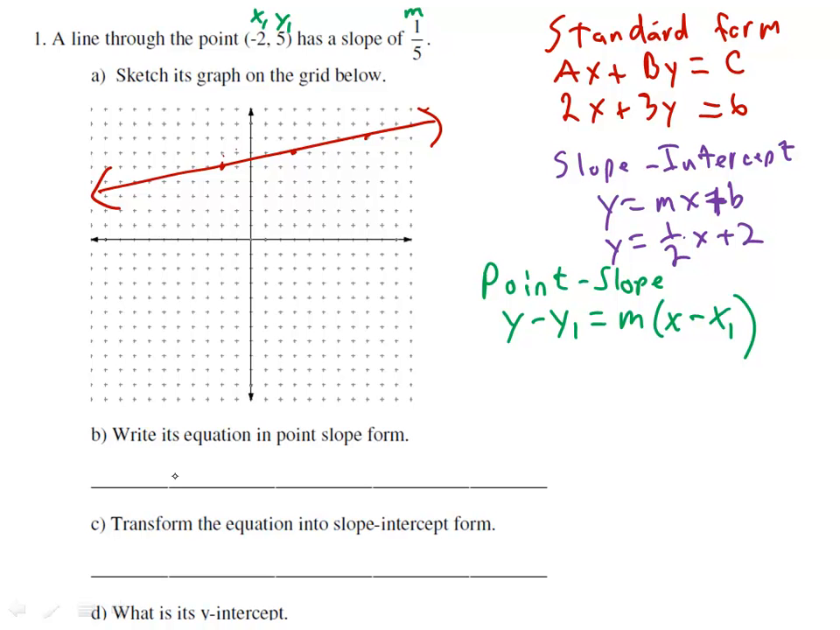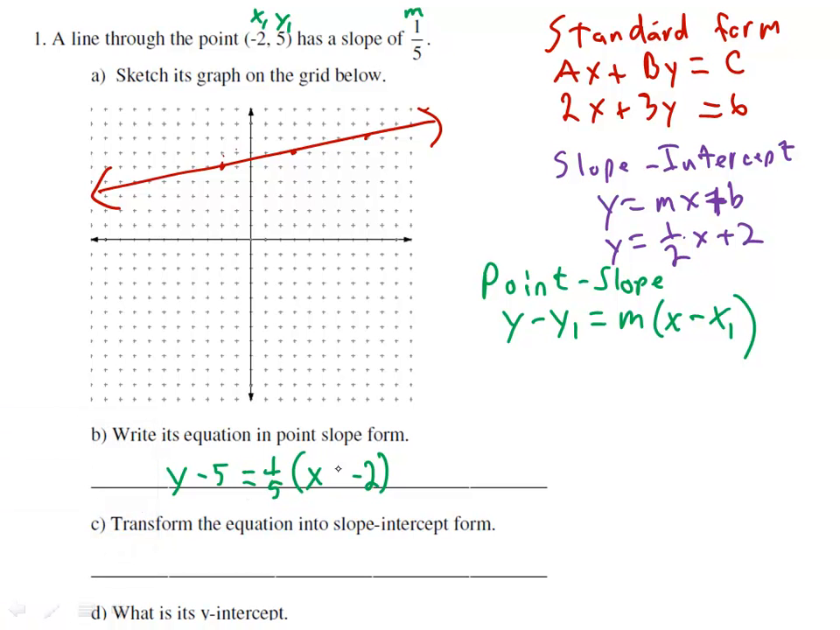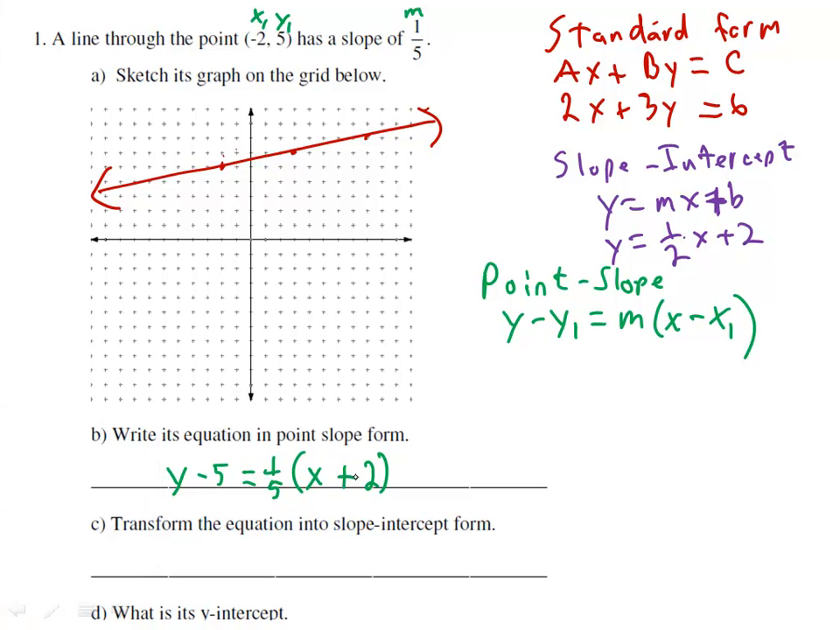So the y-coordinate's 5, so it's y minus 5 equals, the slope is 1/5, 1/5 times the quantity x minus the x-coordinate, which is -2. All right, now we know that minus negative is really plus, right? So I'm going to change that to plus. And it's done. That's part B.